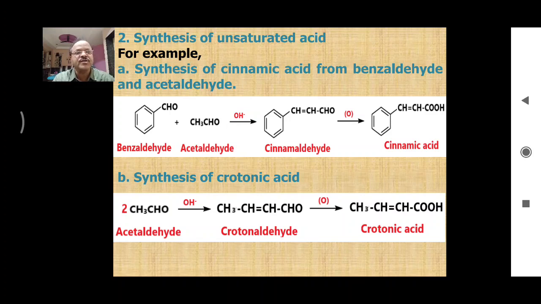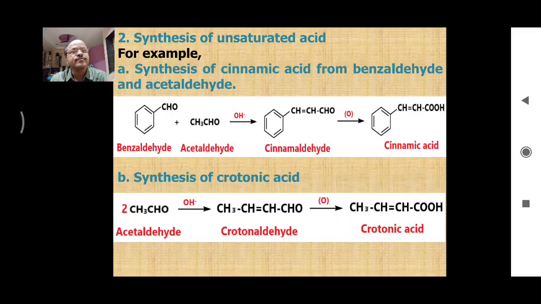Now the second application of aldol condensation, it can be used in the synthesis of unsaturated acid. Unsaturated acid can be prepared by using aldol condensation. Now let us see the examples. So synthesis of cinnamic acid can be carried out by using aldol condensation. So here benzaldehyde, one aldehyde molecule, then acetaldehyde, there is use of this base, it forms this cinnamaldehyde, and this cinnamaldehyde on oxidation forms cinnamic acid.